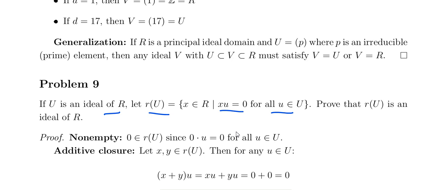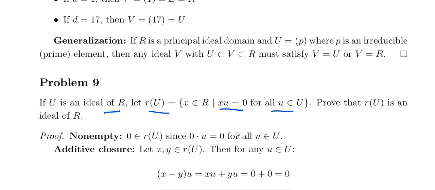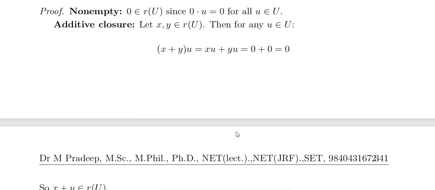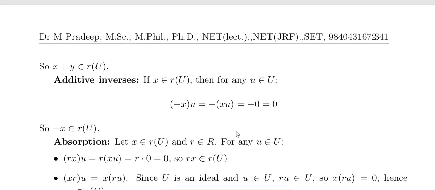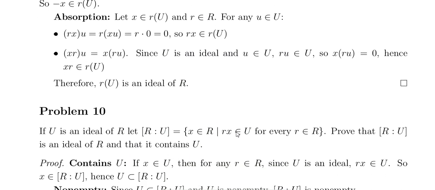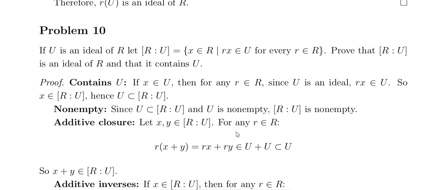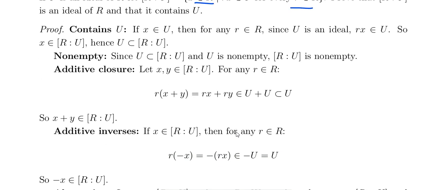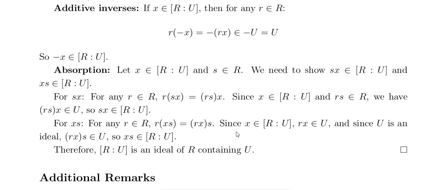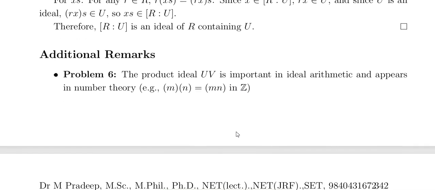So ideal, we have already proved like this. We can use the definition and check that it is an ideal, in case they ask. So the ideal R over U is defined as the collection of x belongs to R such that rx belongs to U for every r belongs to R. So R over U is an ideal of R, and it contains U. This can also be proved using the definition. Just prove it is a subgroup and check the absorption property in particular.